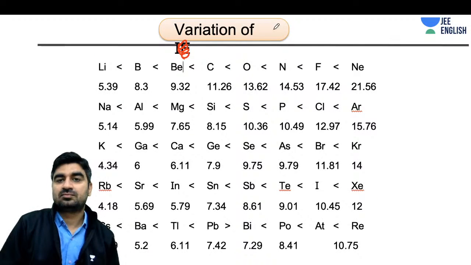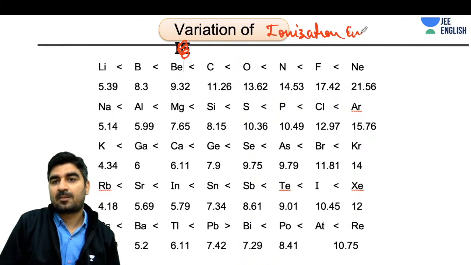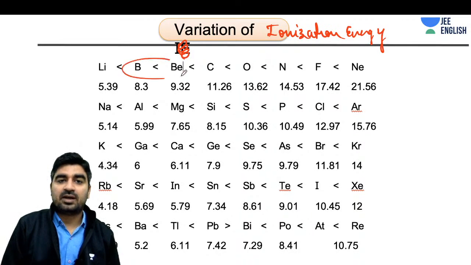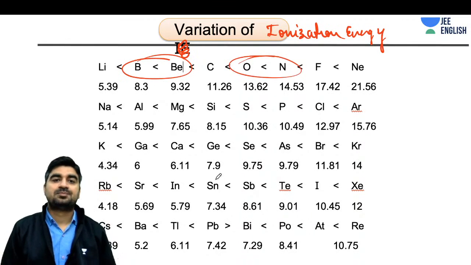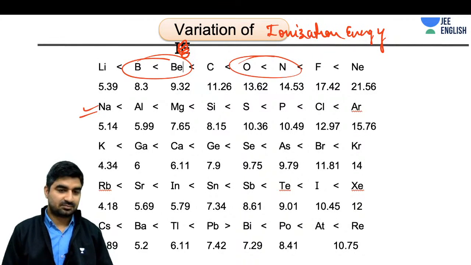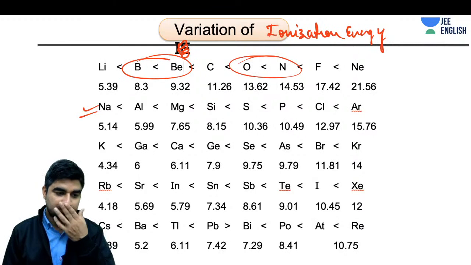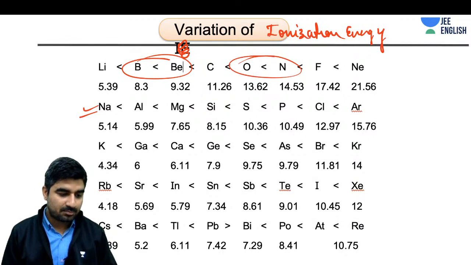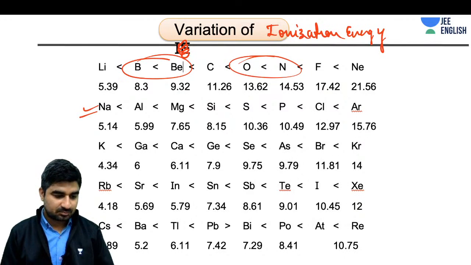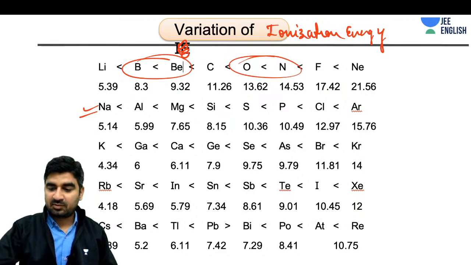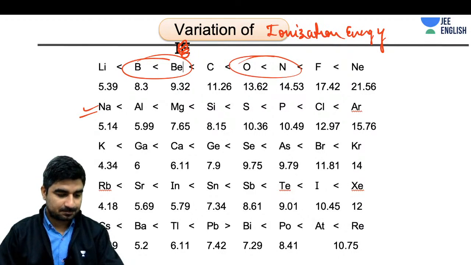Variation of ionization energy. I've told you why there is an exception here and here. Now they have followed it everywhere. Got it? Any doubt? Tell me if you still have any doubts. No doubt.